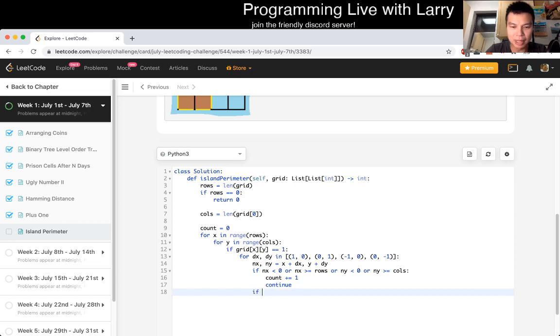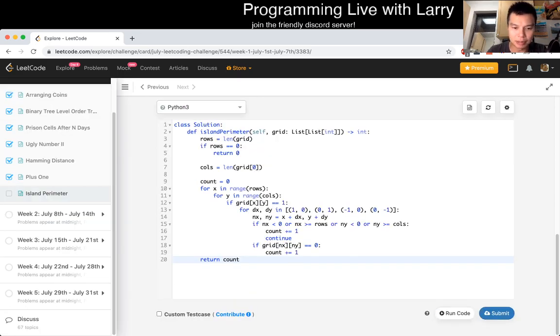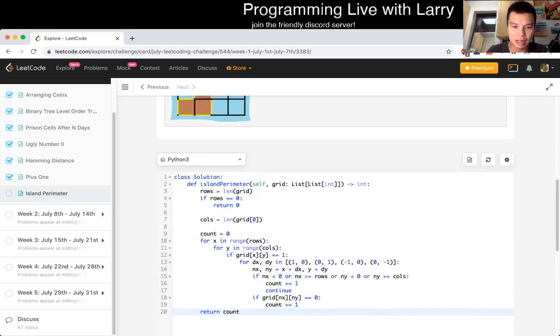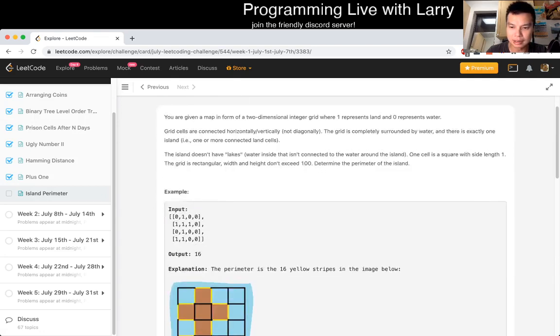Otherwise, if it's in bounds, then we check to see if it's 0, and then count also increments by 1 for zeros. And then we just return the count. I think that should be mostly okay. This is pretty brute-forcey, so I don't know that there's anything tricky about it. Let's go ahead and submit this.